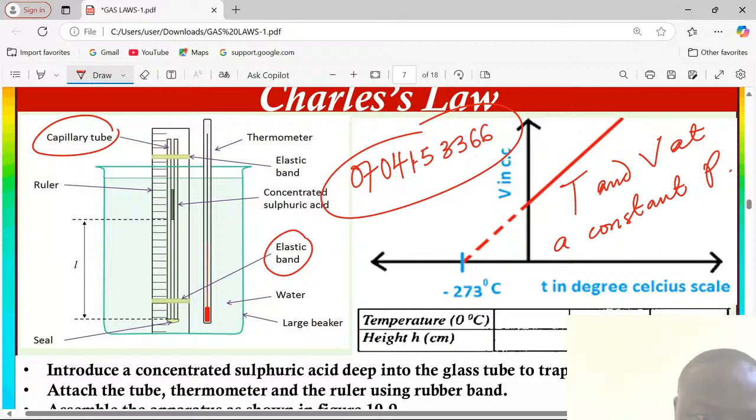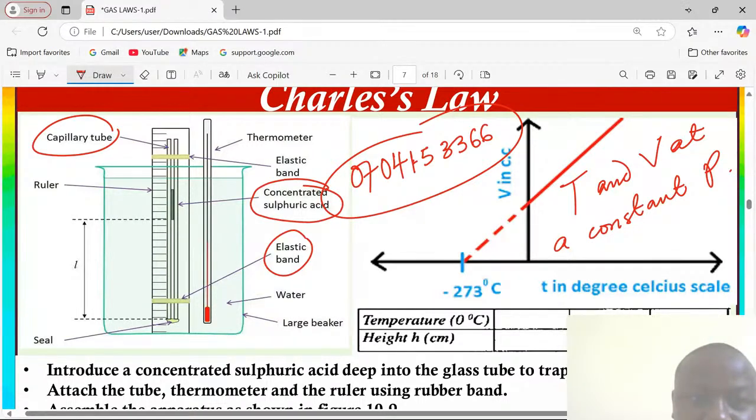Then inside the tube, there is something we're supposed to know: concentrated sulfuric acid. Concentrated sulfuric acid is going to have two roles in this particular experiment. One, it will be acting as a pointer. It is the one we will be observing, the sulfuric acid index, so that we may know the height of the air column. It is also going to serve as a drying agent so that the air in the experiment is dry. Then there is a ruler, calibrated in millimeters and centimeters. That one will be used to measure the air column.